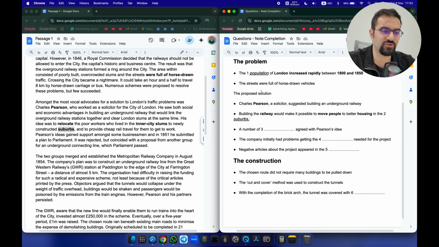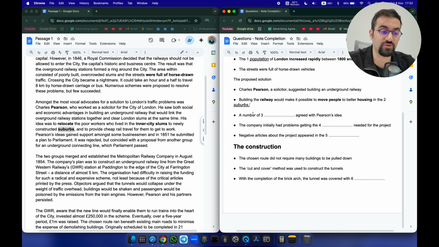So we have already found two answers. Now we are moving to question number 3, because that's the next line. A number of blah blah blah agreed with Pearson's idea. So here Pearson and agree are our keywords, like the words that help us locate the idea or the sentence in which the question is hidden easily in the passage.